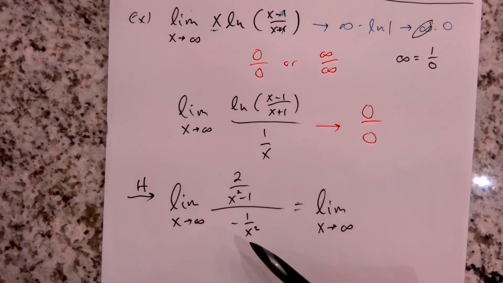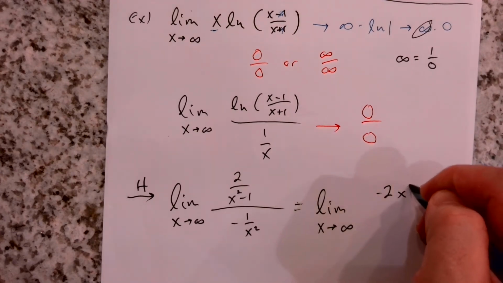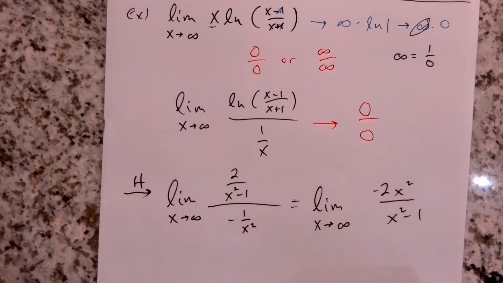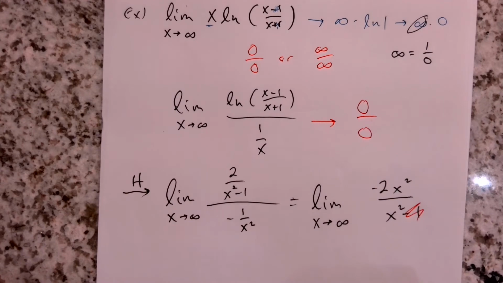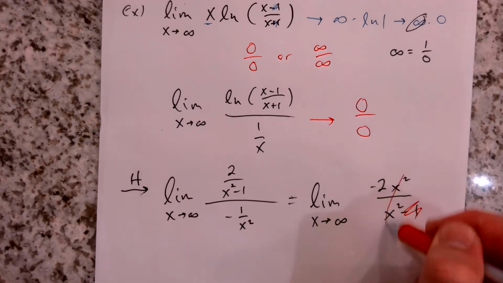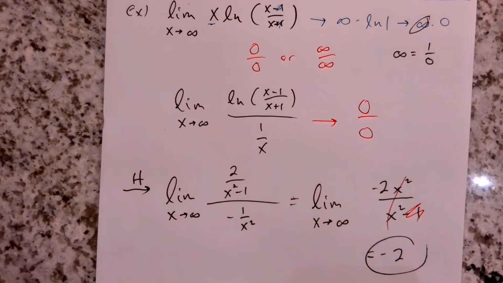When you divide by negative 1 over x squared, you multiply by the reciprocal. So we get this expression right here. And this still gives us an indeterminate form. It gives us infinity over infinity. But we know how to deal with polynomials. We know that as x goes to infinity, the negative 1 stops mattering. And this expression just turns into negative 2x squared over x squared, which equals negative 2. If you wanted to, you could do L'Hopital's rule a few more times, and it gives you the same answer.